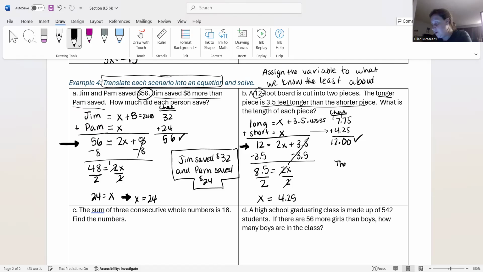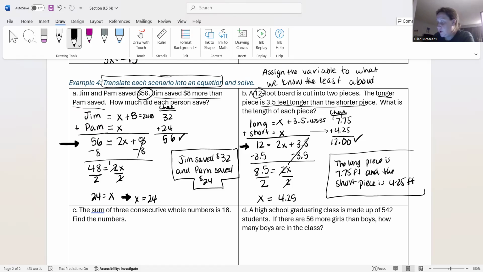So we could say the long piece is 7.75 feet, and the short piece is 4.25 feet. Okay, so you want to make sure you include units. So 7.75 feet, 4.25 feet, and give a very brief description of your answer. Your reader should not have to go digging through your work trying to find an answer. It should be laid out for them, really clear.